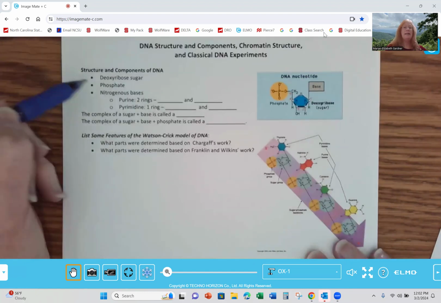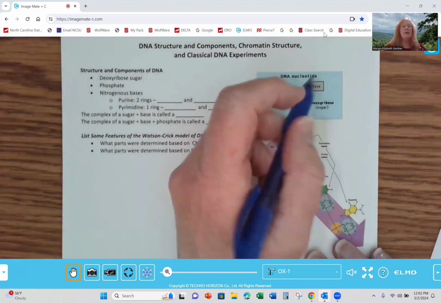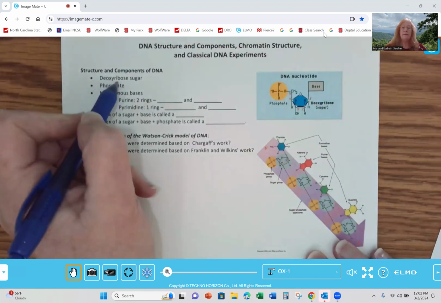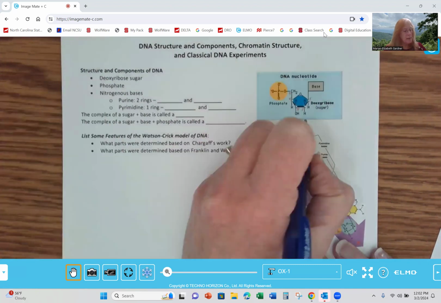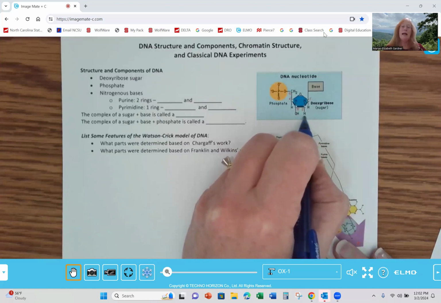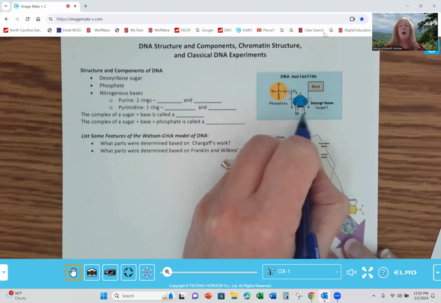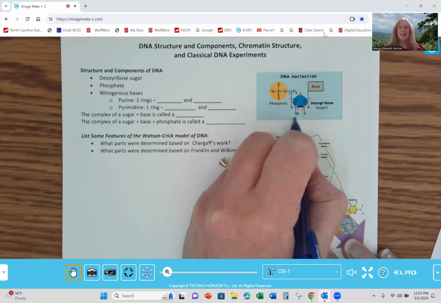As you know, DNA has the deoxyribose sugar. Remember, ribose is a 5-carbon sugar. Deoxyribose for DNA means there is just a hydrogen, not an oxygen hydrogen or a hydroxyl group, attached to the 2' carbon. Our 3' carbon does still have the hydroxyl group attached, and that becomes very important in DNA replication.